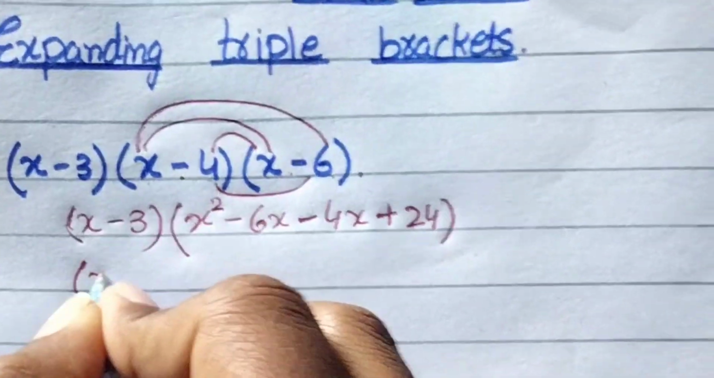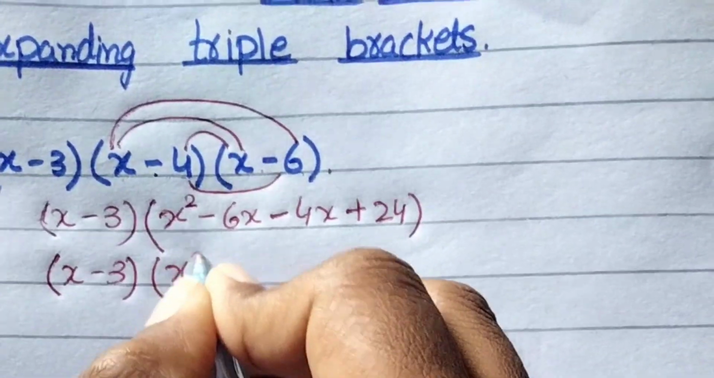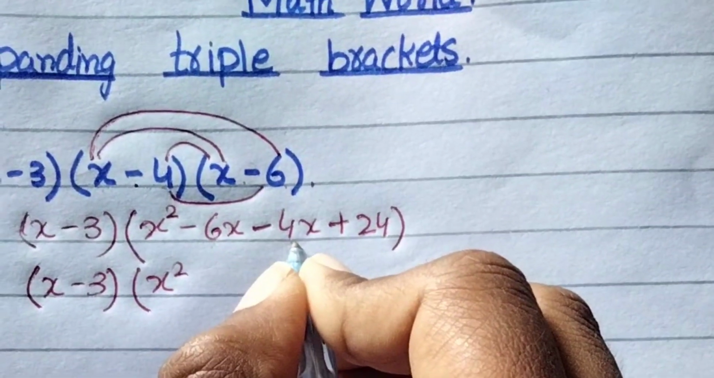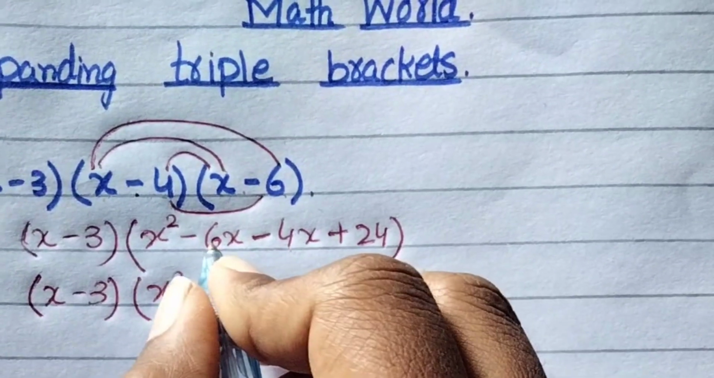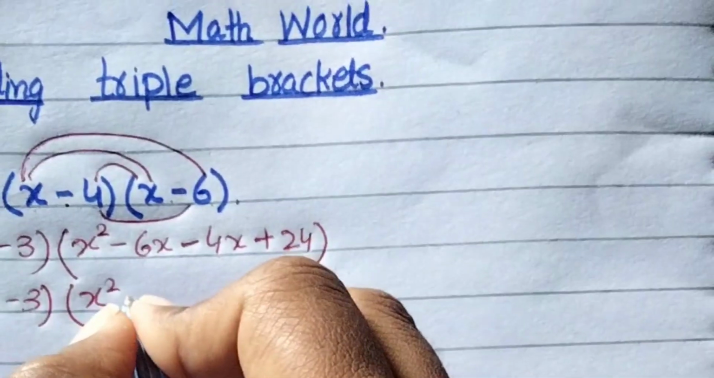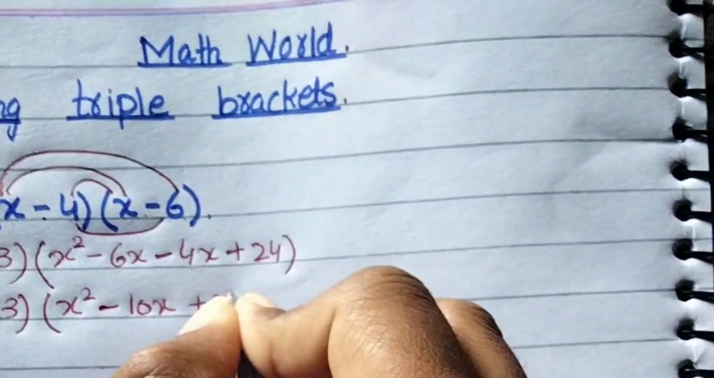After that, we will just simplify this expression. So x² as it is. Now we will solve this one. This is -6x and this is -4x. So negative and negative will be... we add, so 6 plus 4 will be 10x. So we will write here -10x and this 24 as it is.